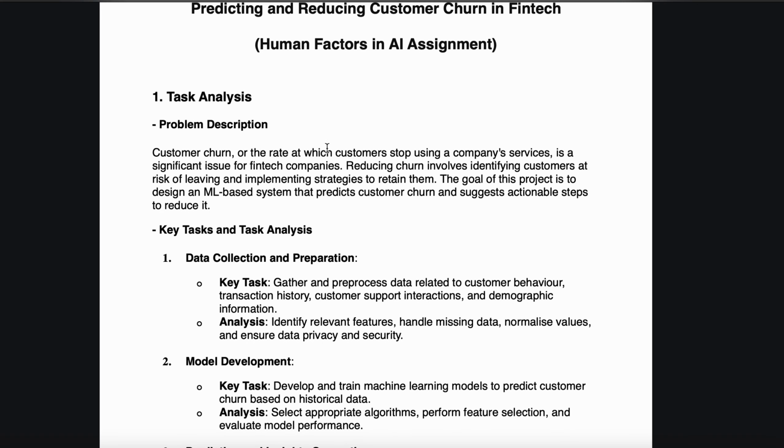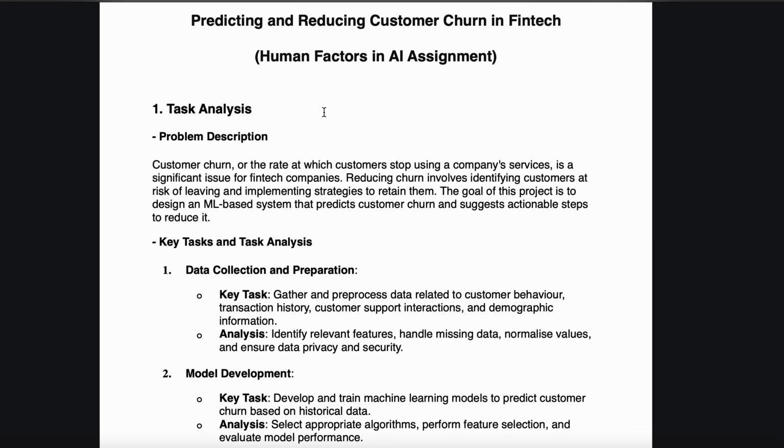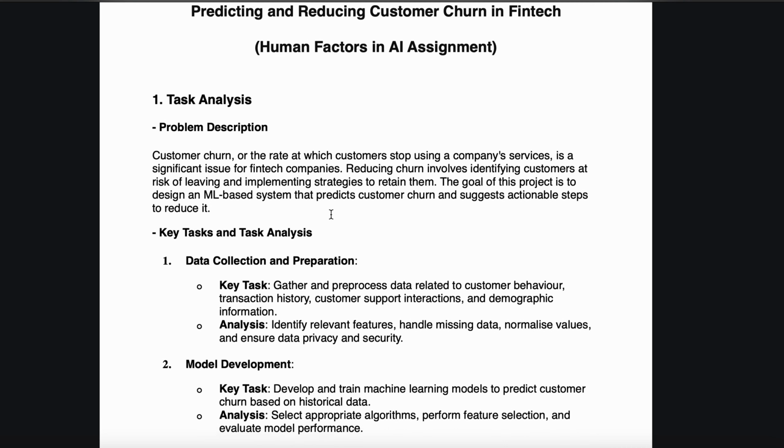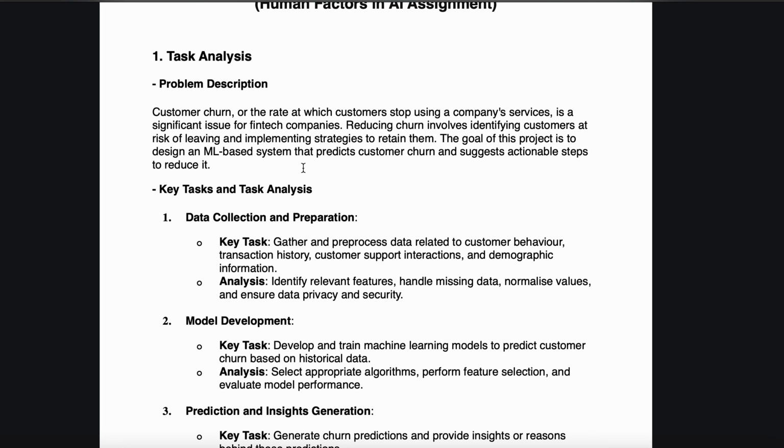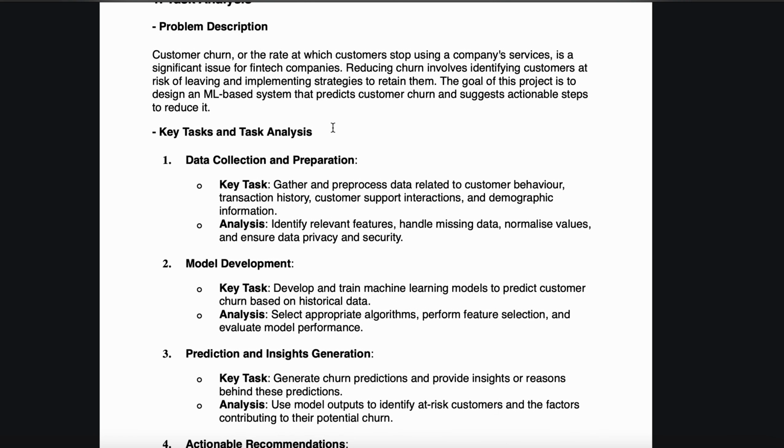So the description of the task: customer churn is the rate at which customers stop using company services, which is basically the fintech services which we are providing. Reducing churn involves identifying customers at risk of leaving and implementing strategies to retain them. The goal of this project is to design an ML system that predicts customer churn and suggests actionable steps to reduce it. Right. So, what are the key tasks and task analysis?